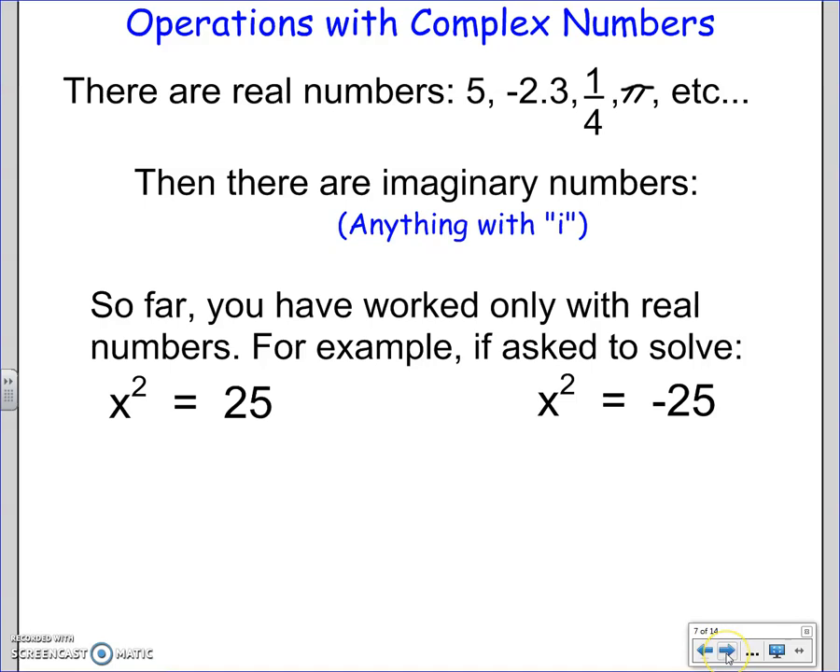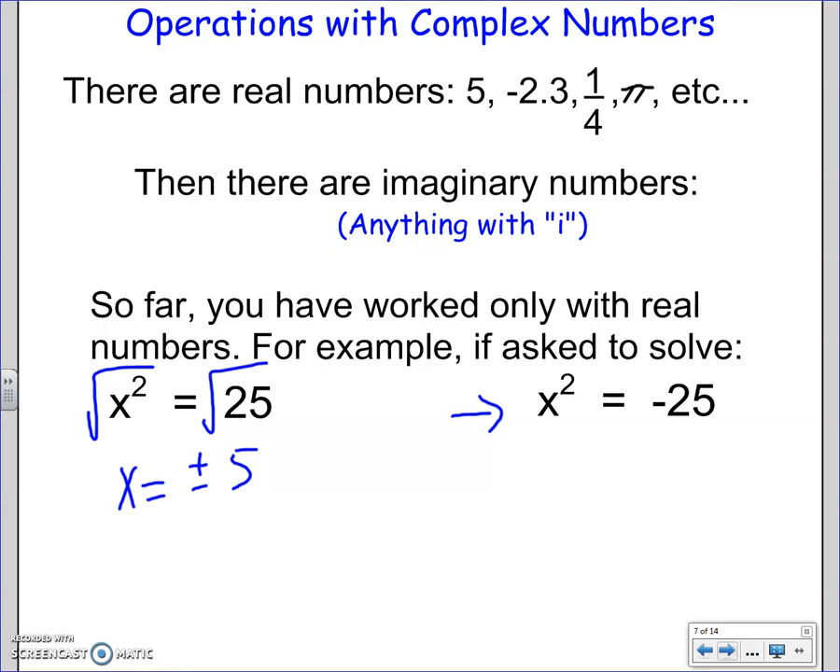Alright. So now we have operations with complex numbers. You know the real numbers, 5, negative 2.3, 1/4, pi. There's imaginary numbers as well. Anything that has i. So far you've worked only real problems with real numbers. For example, I say some number squared, x squared is 25. Hopefully you know you square root both sides, and you get x equals plus or minus 5, because positive 5 times positive 5 is 25. Negative 5 times negative 5 is also 25. But they might give you this problem over here. Some number times itself is negative 25.